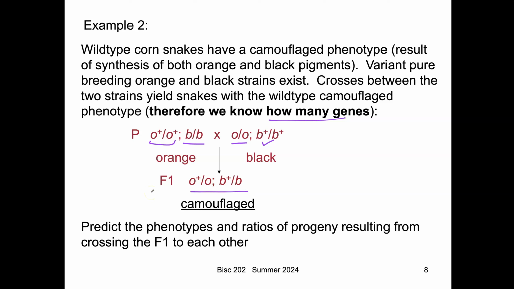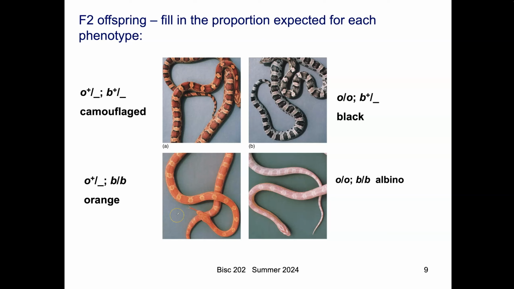And so they have that camouflaged phenotype. And so you should ask what would happen if you cross these to each other and what kind of ratios you would expect. And we're going to go through some of it in the class. So this is quite pretty actually. This is the camouflaged one. Here's the orange one that's mutant for the black gene, but wild type for the orange gene.